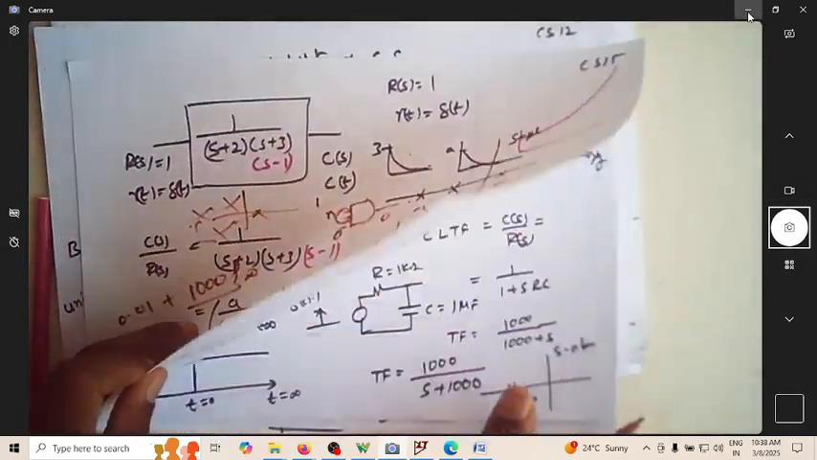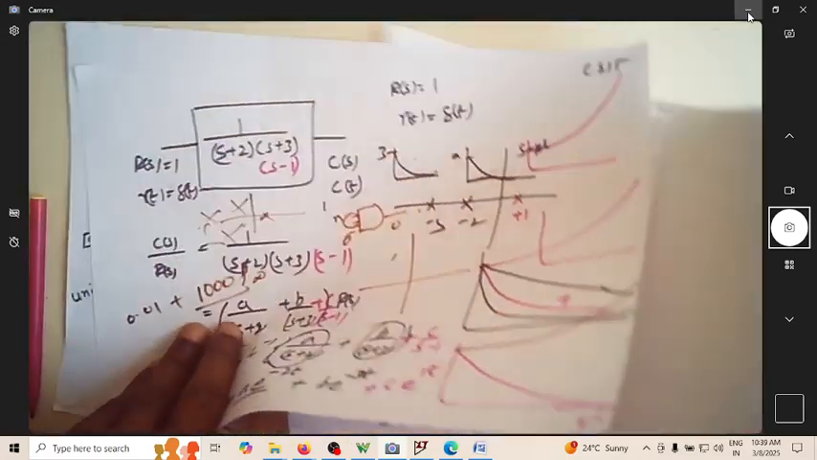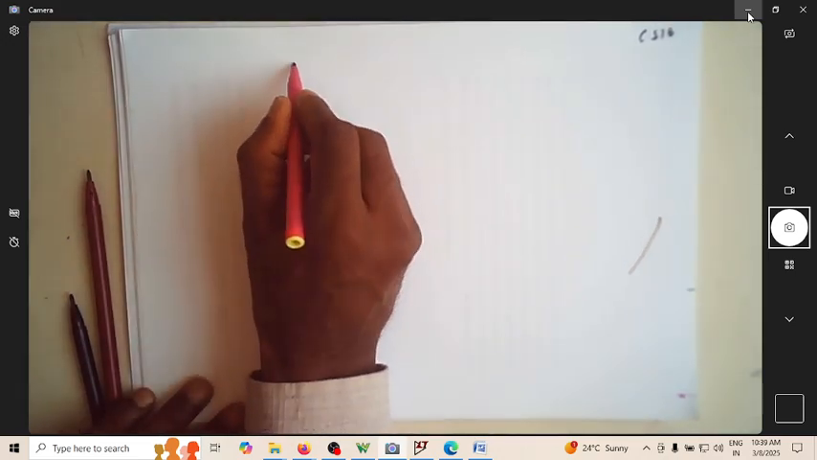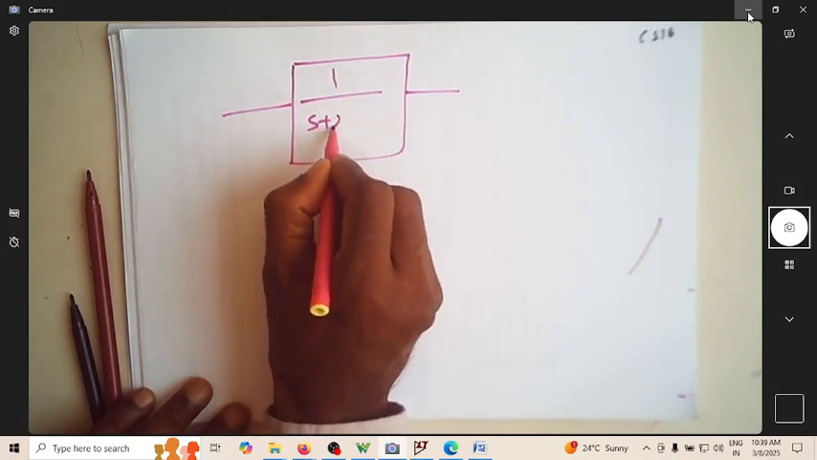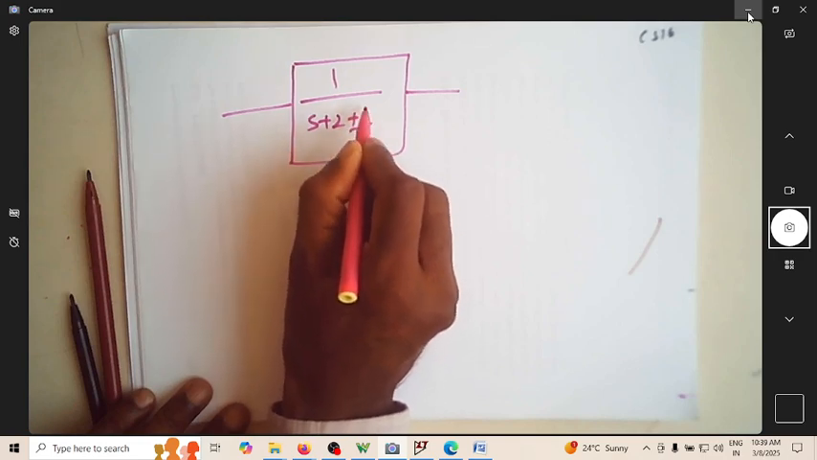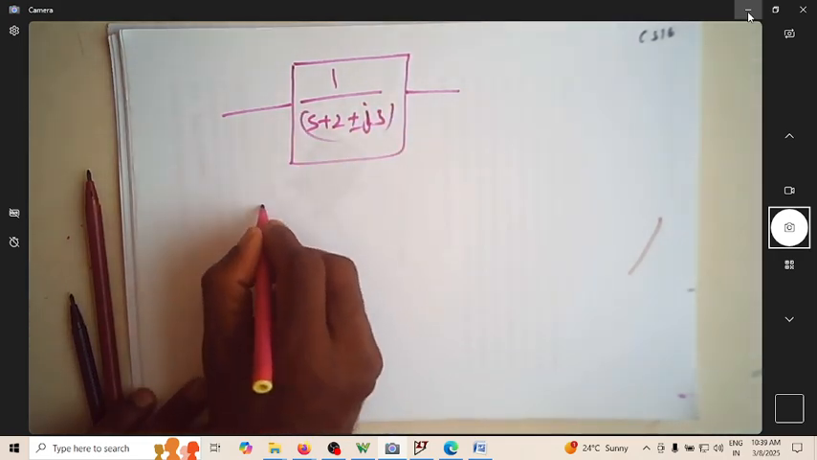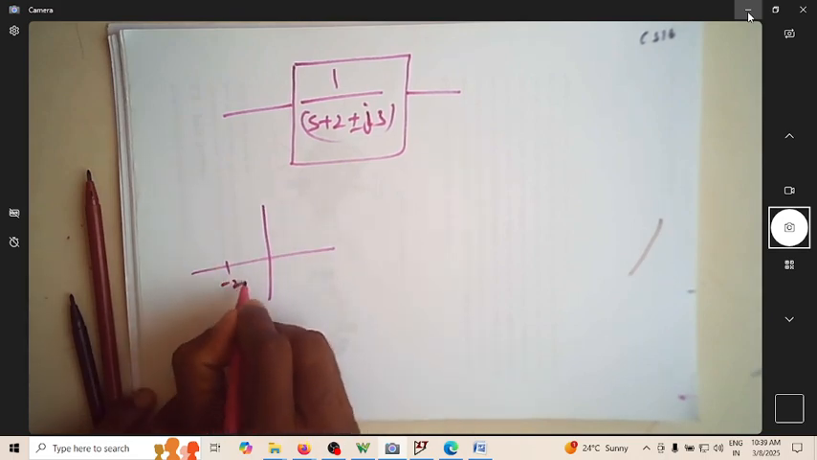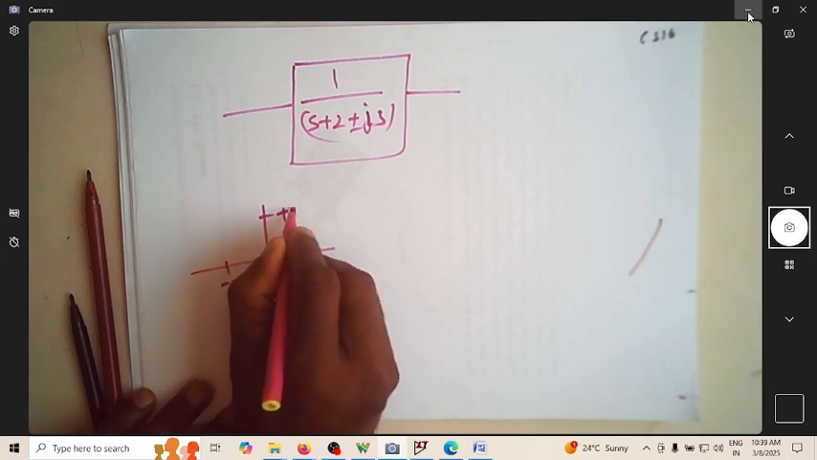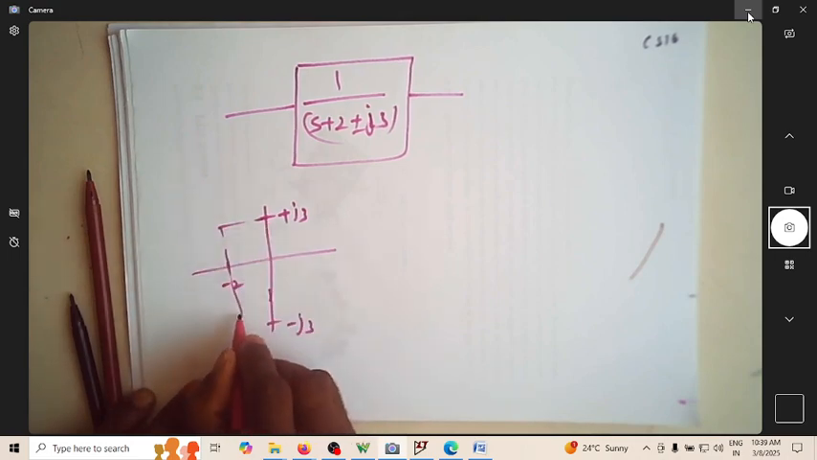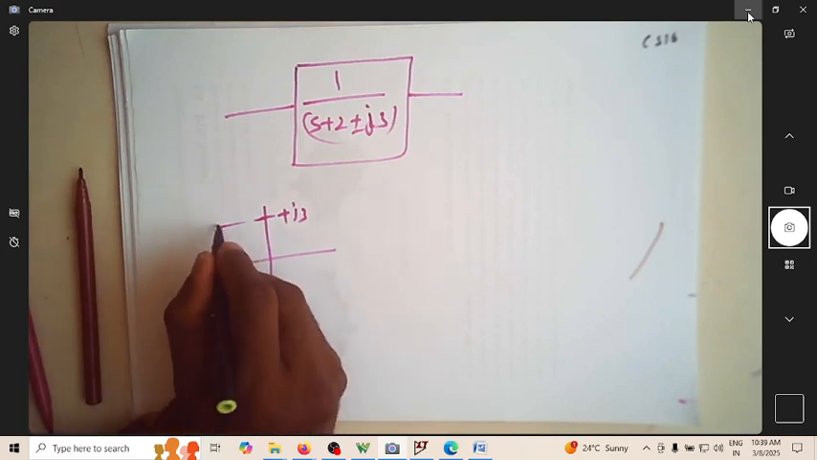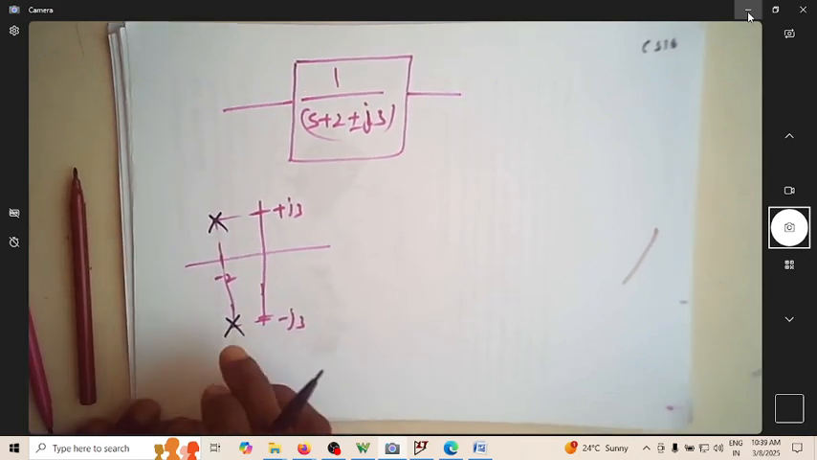Let us see what happens if a system has poles which are complex. Plus or minus, so and so. Assume that I have a system which is something like 1 over s plus 2 plus or minus j3. Where are the poles now? This is minus 2, this is a reference. This is plus j3, this is minus j3. Their intersection is here, so you have a pole here. You have a pole here, correct? So this is just a marking point.